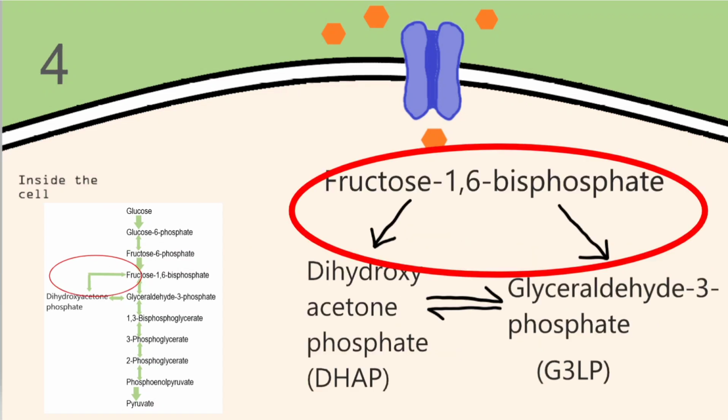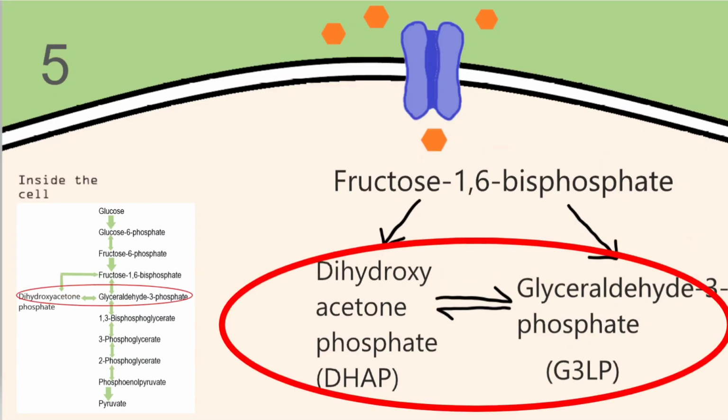Now, the fourth step is the cleavage of a 6-carbon fructose 1,6-bisphosphate into 2 3-carbon molecules known as DHAP, dihydroxyacetone phosphate, and G3LP, glyceraldehyde 3-phosphate. Now, this reaction is actually reversible and is catalyzed by an enzyme known as aldolase.